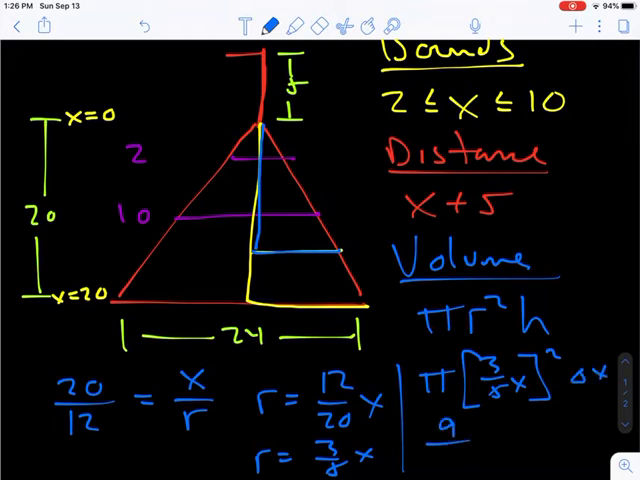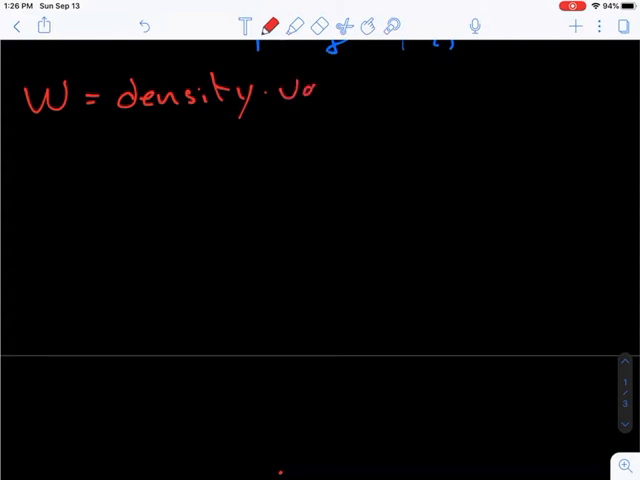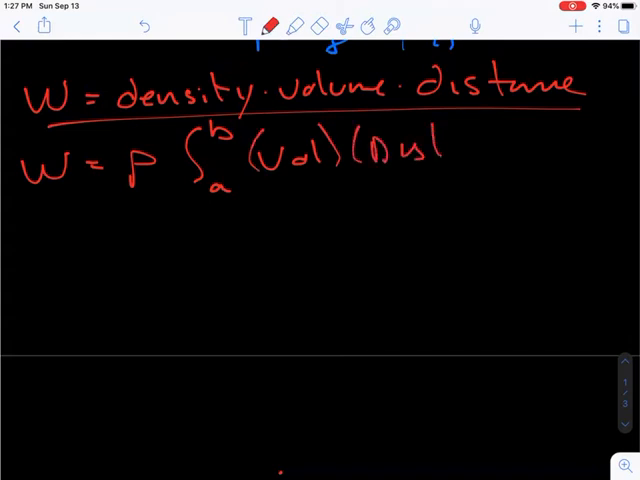So we have 9/25 x squared pi delta x. That's my volume. Then we put it all together in an integral. The work is equal to the density times the volume times the distance that the water is being pumped. As an integral, this is equal to rho times the integral from a to b of the volume times the distance dx.